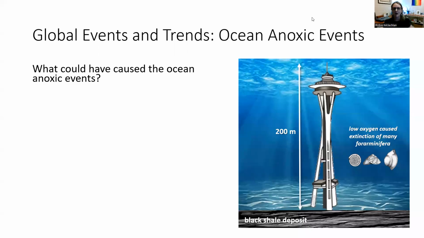What do you think could have caused these ocean anoxic events, right? How is global warming and sea level rise tied to extinction of forams and a lack of oxygen in the ocean? Okay. There's three main reasons for this, three main causes.